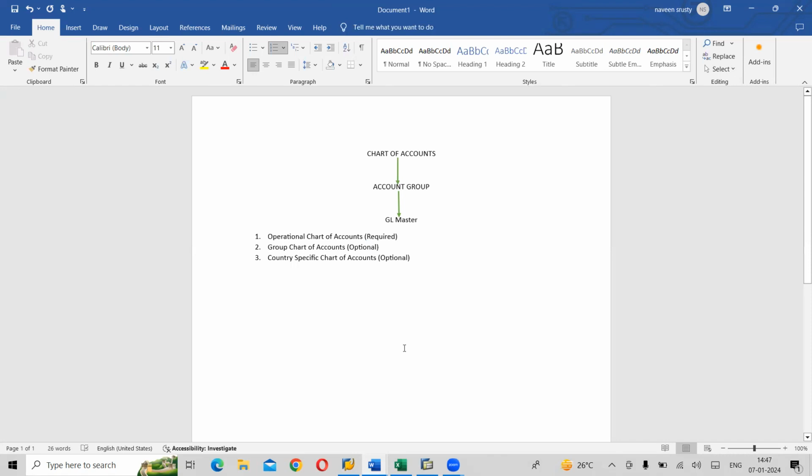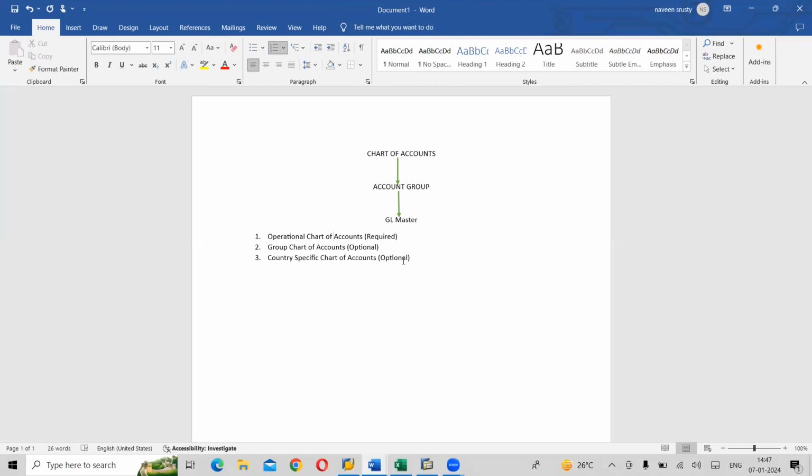Operational chart of accounts is a mandatory chart of accounts. For every company code, it's required. And group chart of accounts and country specific chart of accounts, it depends. We may create or we may not create. Till here, any questions?